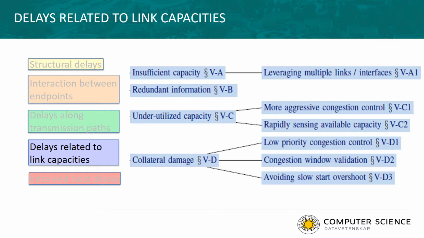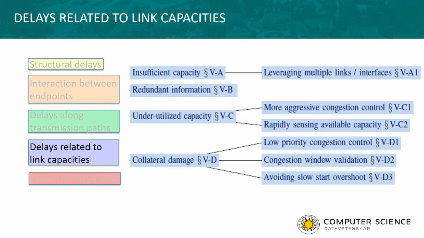Perhaps more interesting are the delays that you encounter as a result of underutilized capacity. And this has to do with the delay that it takes to actually detect what capacity is available. So here you can try to have some more aggressive congestion control or more rapidly sense the available capacity in the network. Of course, you have to be careful here because if you don't do this correctly, you may cause another type of delay, which is called collateral damage.